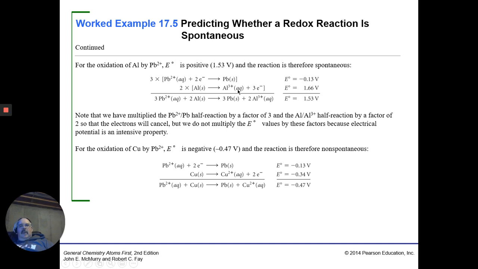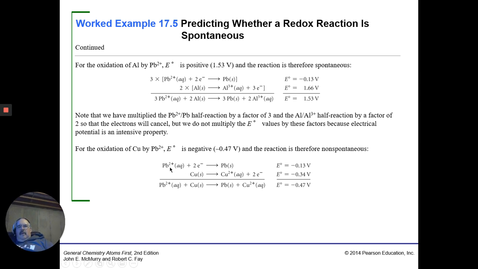And if aluminum is undergoing oxidation, in the chart, aluminum is listed at negative 1.66. So since this is an oxidation, we would change the sign. We would add these together, and since the overall cell potential is positive, then this is spontaneous.